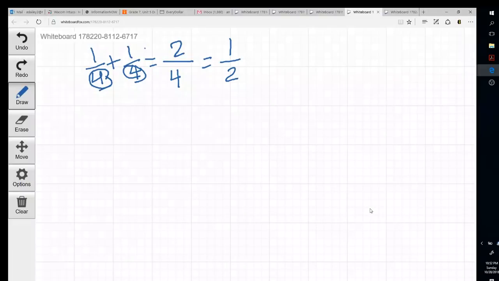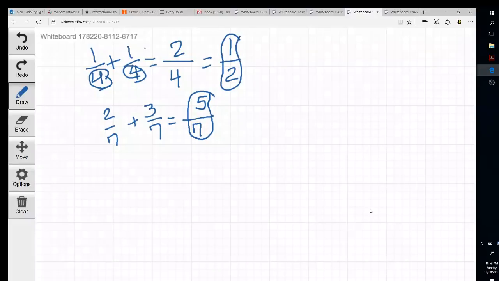Okay. Similarly, we'll have 2/7 plus 3/7. Our answer is going to be in terms of sevenths. And we just add our numerators. 2 plus 3 is 5. And this time, there's no number that goes into both 5 and 7. So 5/7 would be our answer.